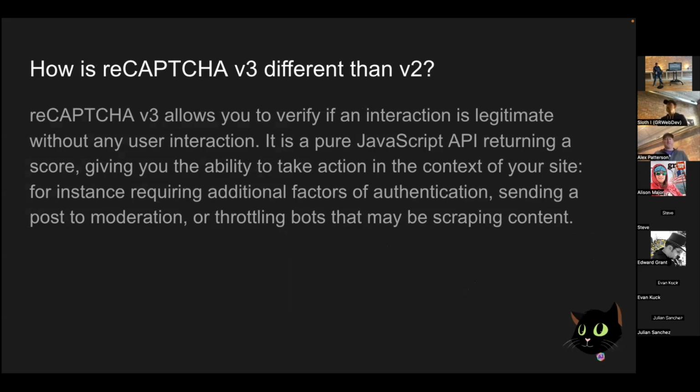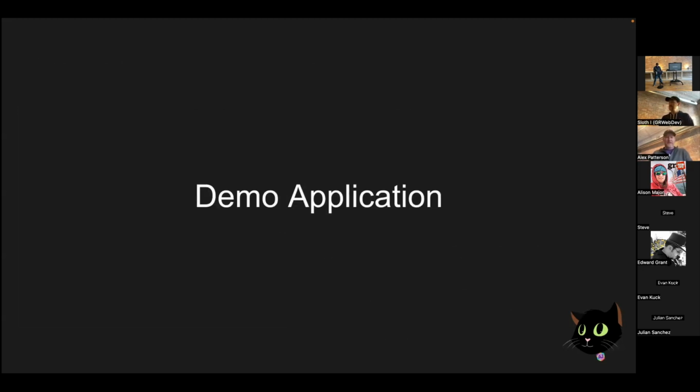So for instance, requiring additional factors of authentication, sending a post to moderation, or throttling bots. And that's a really big key. The bot one is probably the biggest thing that App Check prevents going through this. So we're going to write a demo application in Firebase somewhat from scratch and then kind of deploy it out and see how that works.